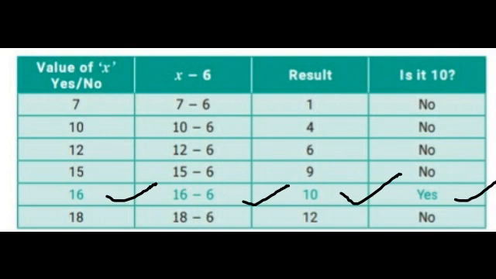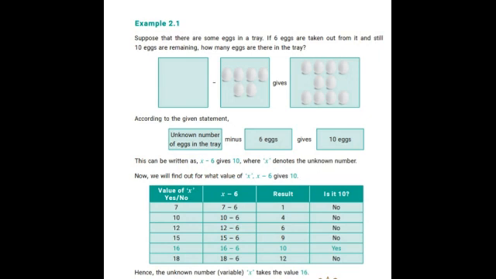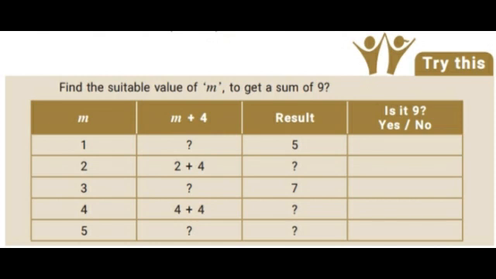Yes. Here x is called a variable. That means an unknown number. x is called a variable. And 10 is a constant. Same way, x minus 6 is called what? Already I told you, no? That is called an expression. Shall we try one now?